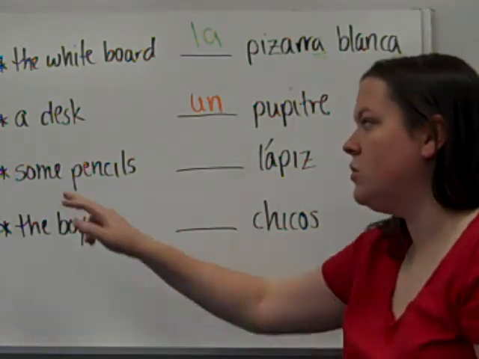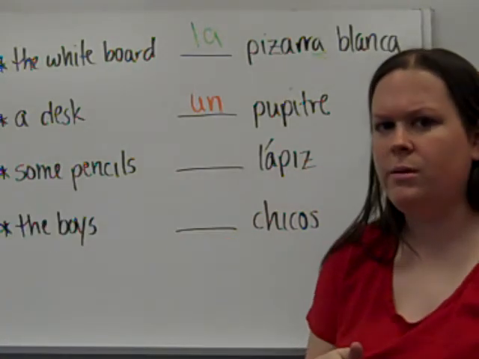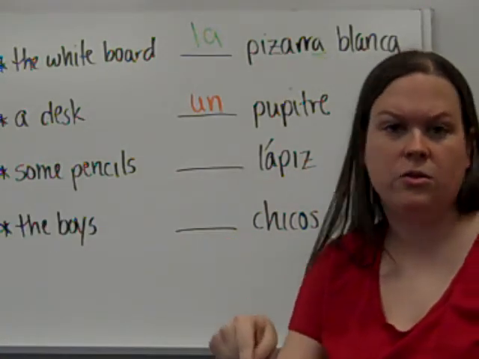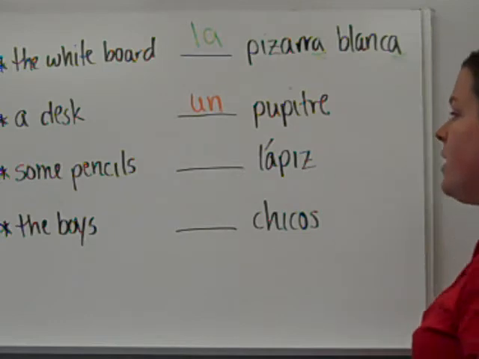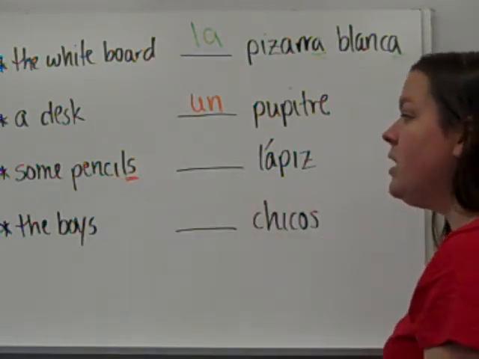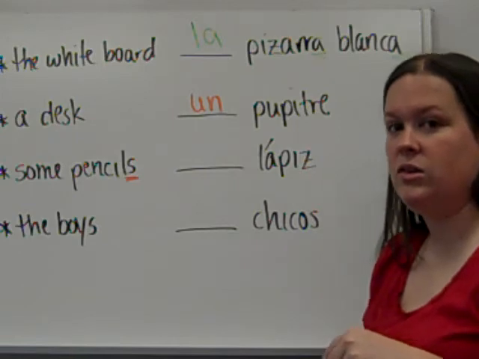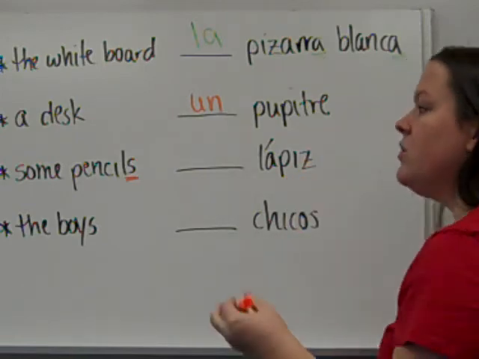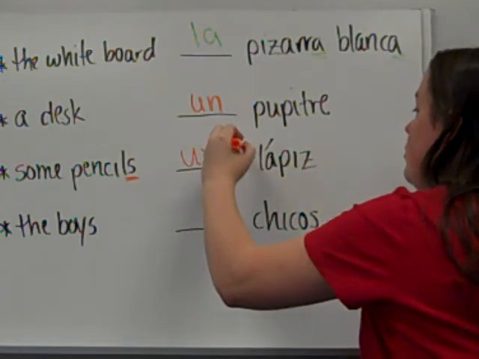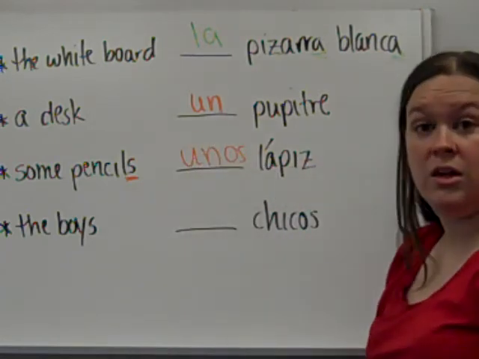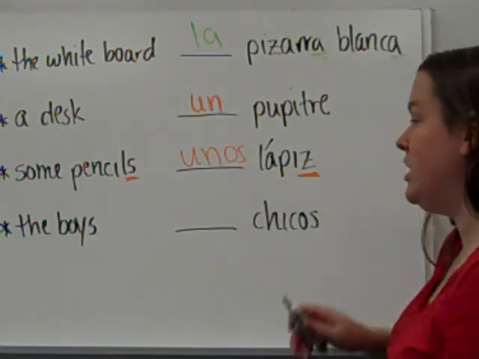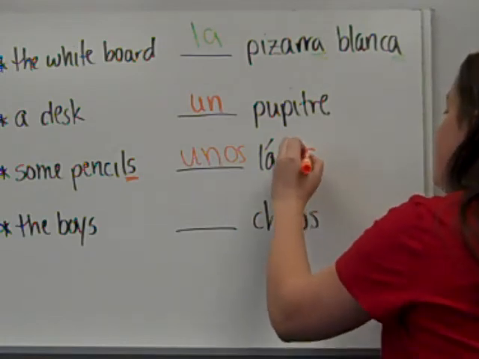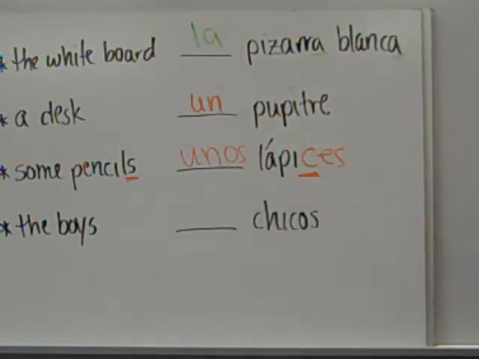Some pencils. So some is less specific because you're not saying these pencils or the pencils right here. It could be any pencils. So that's indefinite, so we need our orange, and it is plural, okay? And so we want either unos or unas. And because it's masculine, el lápiz, we're going to go to unos. Now right here, lápiz is singular, so we're going to make that plural, but remember that your Z changes to a C when you make a noun plural that ends in Z.